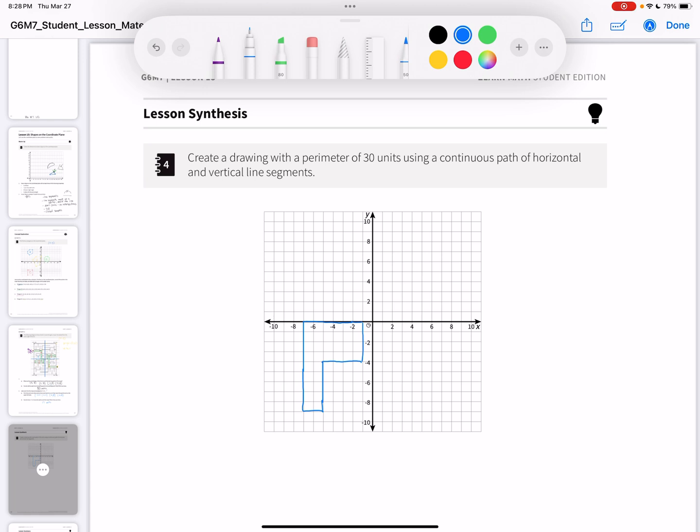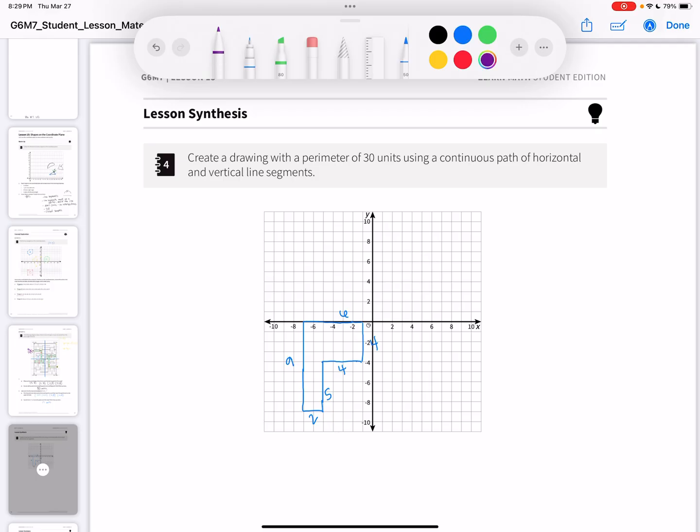So this side is 1, 2, 3, 4, 5, 6, 7, 8, 9. This is 1, 2, 3, 4, 5, 6. This is 1, 2, 3, 4. This is 1, 2, 3, 4. 1, 2, 3, 4, 5. 2. Let's see if that actually adds up to 30. So that's 10. That's 9, 10. So that's 20. 9 plus 1 is 10. That's 30. There we go.